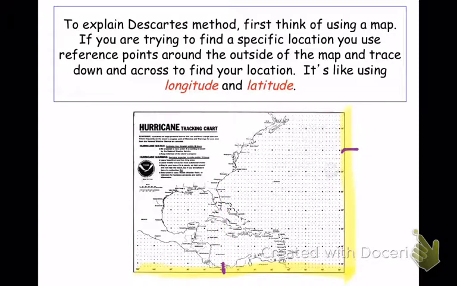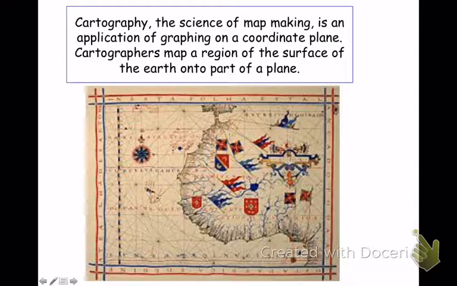Let's try that again. And pretty much see where they cross, and that location would represent what's to the left and below on the edges to find your specific location. So that's the general idea. So cartography, the science of map making, is an application of graphing on a coordinate plane. Cartographers map a region of the surface of the Earth onto a part of a plane.